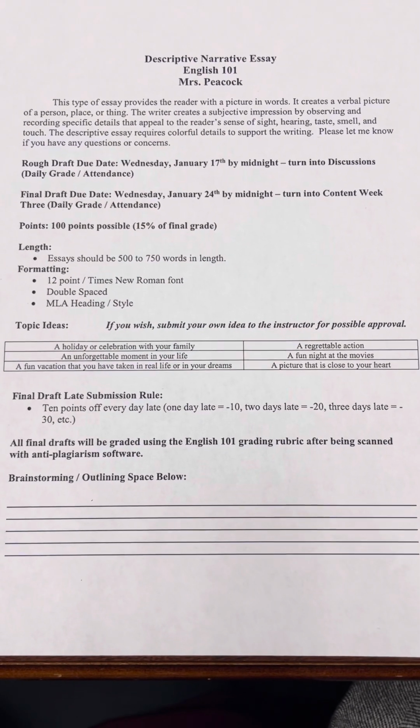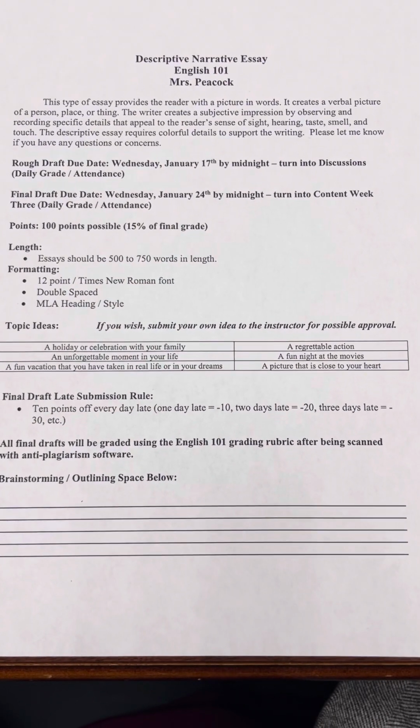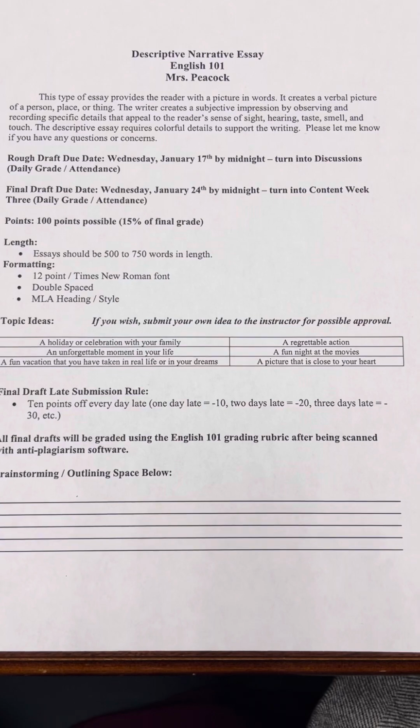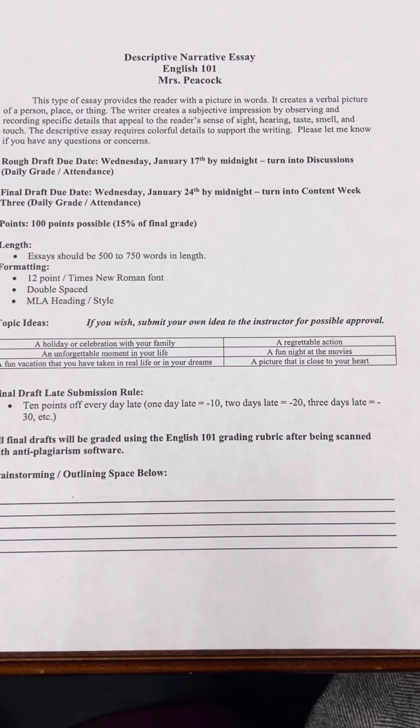All of your final drafts are going to be graded using the English 101 grading rubric, which is on that Getting Started page in Blackboard. I always have it attached on the Getting Started page. So if you want to see your rubric in advance, it's already available to you.